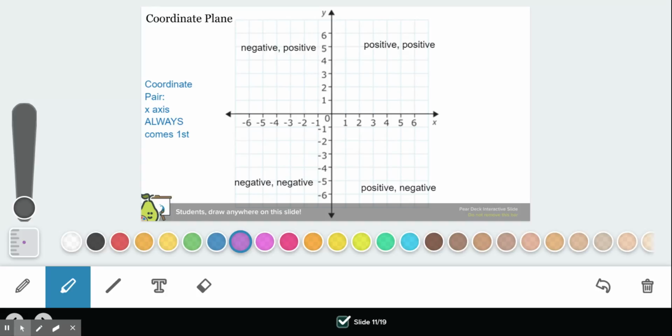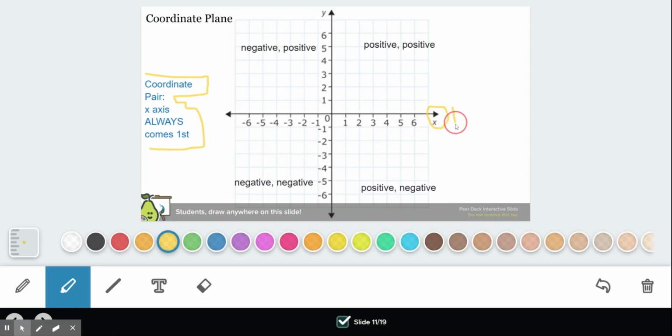So here we have the coordinate plane again, and we're going to look specifically at coordinate pairs. And remember, a coordinate pair is the numbers that show where the points on the coordinate plane are. And in a coordinate pair, the x-axis, this axis, is always going to be first.